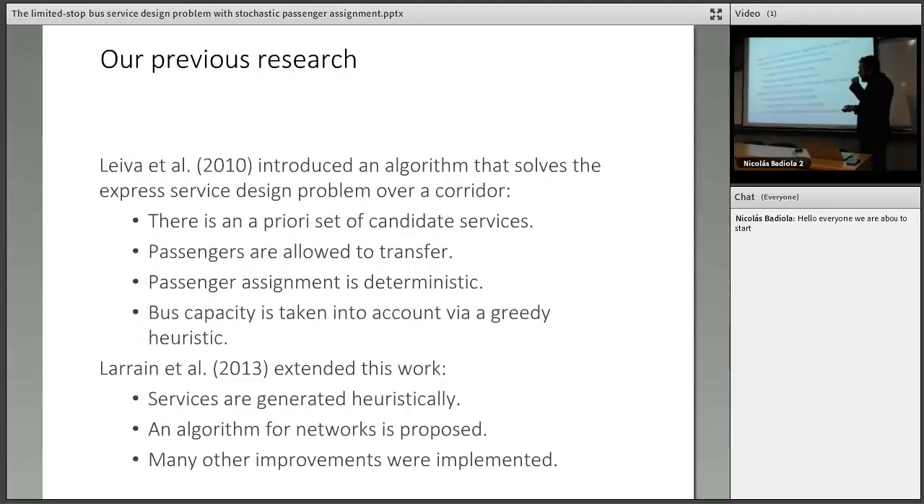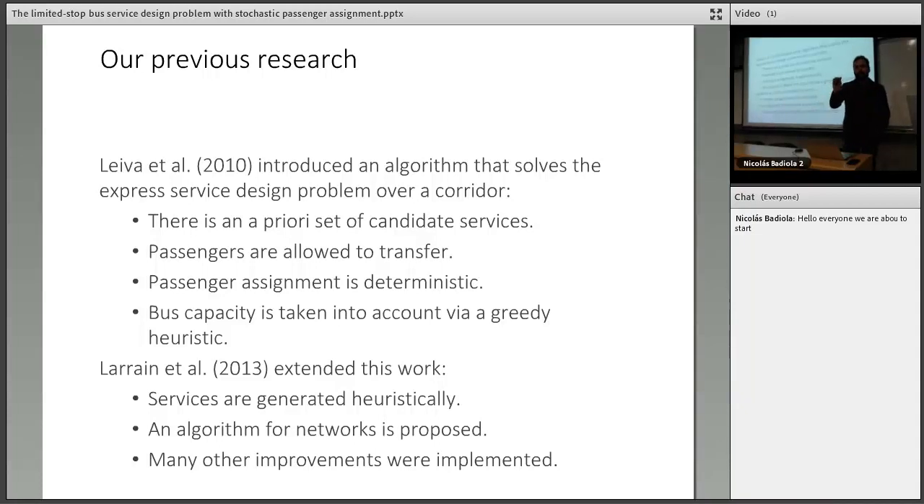We are assuming passenger assignment to be deterministic, and this is the key of this presentation. This is what we're going to try to improve, or what we have improved and what we're going to show you now. And bus capacity is taken into account via a greedy heuristic.